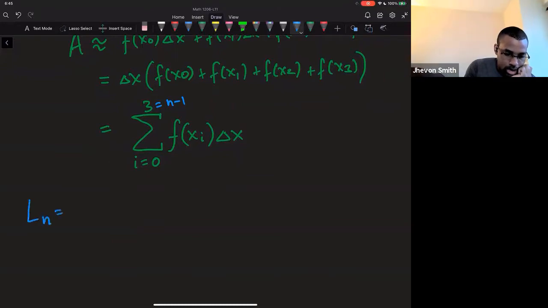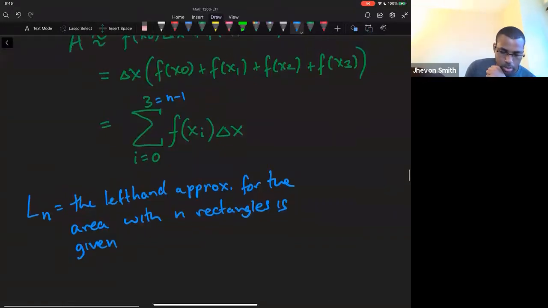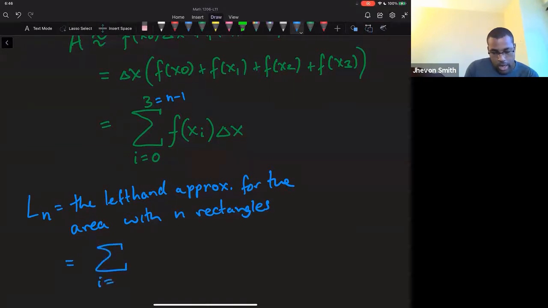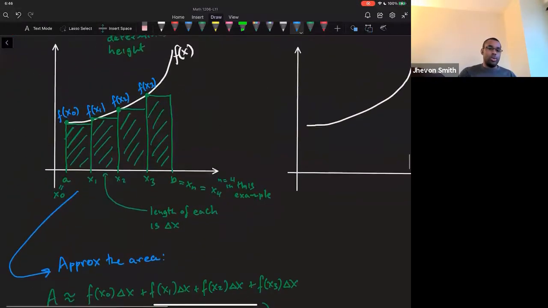So this gives you L sub n, the left-hand approximation for the area with n rectangles, given by a summation. i goes from 0 up to n minus 1 of f of xi times delta x. And that's just the left side, right?